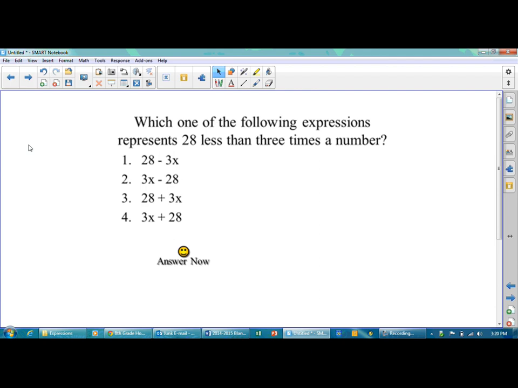Here's another one for you to try. Which one of the following expressions represents 28 less than 3 times a number? Well, 28 less than, so that means minus 28. Well, that's 28 minus. These are both plus, so it has to be choice 2. 3 times the number, so 3 times the variable.